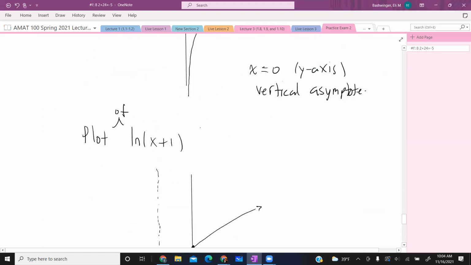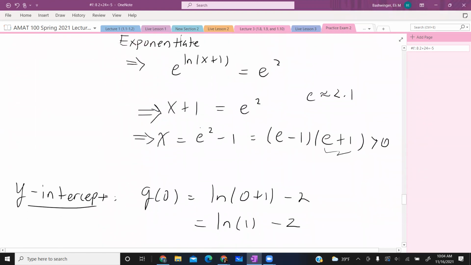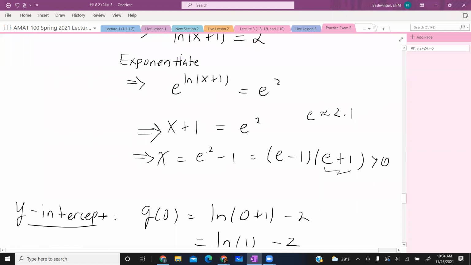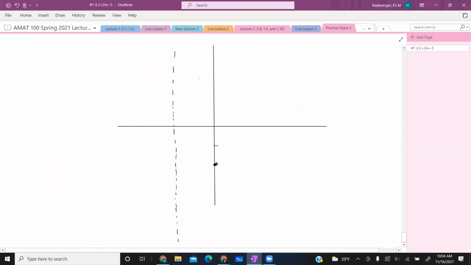But also, we already determined the x and y intercepts. The y-intercept is -2, and then the x-intercept is e squared minus 1. And we said that e squared minus 1 is some positive number. So maybe it's over here. I don't know exactly where it is. So the graph will look like this.